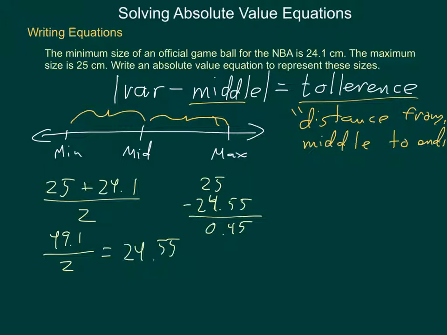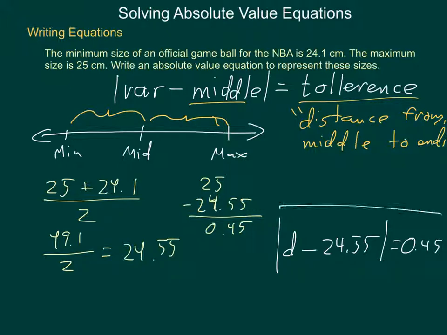Now, writing our equation, because we're talking about the size of the basketball, I can really use anything, or let's say it is the diameter. This is diameter. So the diameter of the ball minus my middle, 24 and 55 hundredths, has to equal that tolerance, 0 and 45 hundredths. This is our absolute value equation to represent the minimum and maximum sizes. Anything in between, of course, is acceptable. These are just those two end values.